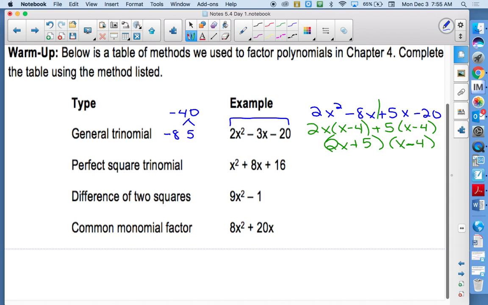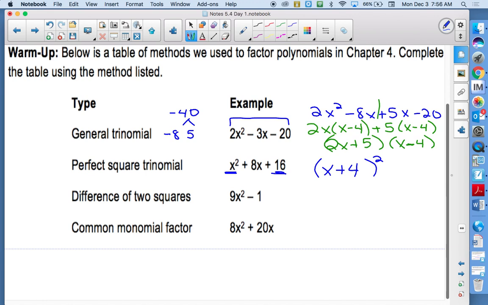The second type is called a perfect square trinomial. Why is this a perfect square trinomial? What's special about it, Holly? Yeah, the first and last numbers are perfect squares. And it's also a trinomial, meaning it's three pieces to it. Holly, do you know how this would factor? Yeah, x plus 4 squared. That's a special pattern. So it factors as x plus 4 squared.